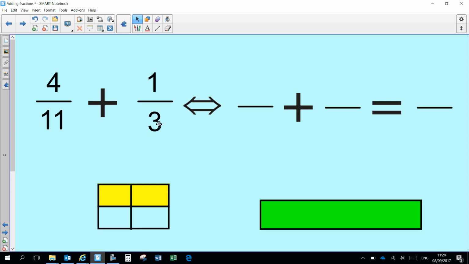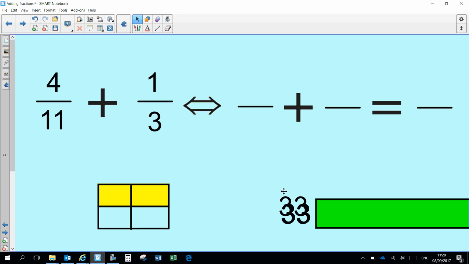When you're multiplying, 3 times 11 is 33. So if we make that 33, and this one 33, we can put these both here as 33 as the denominator on both fractions. So we know 11 goes into 33, and we know 3 goes into 33. Now we're going to look at the top number.